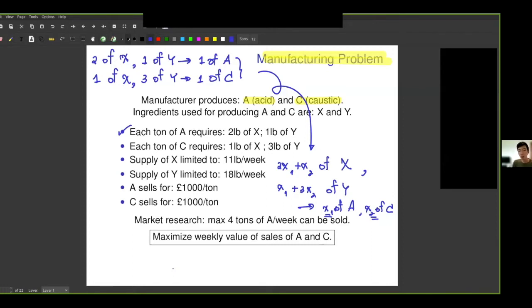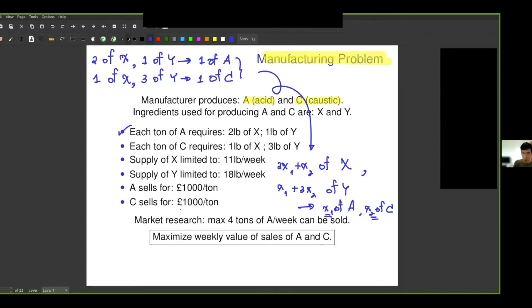And we are going to suppose that the objective of the manufacturer is to maximize the revenues. In order to maximize the revenues, since we have the equal selling price for A and C, basically this is just to say that we would like to produce as much as possible.